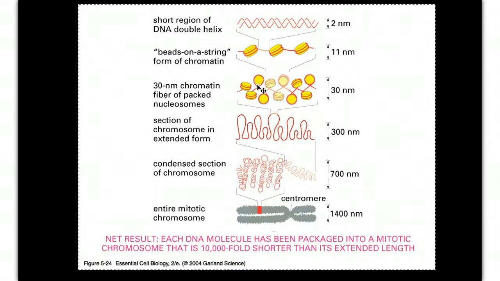And then if we were to zoom in on just these three, let's say, and pull them straight, we would just have this beads on a string. But it's got DNA wrapped around it. We're talking about 11 nanometers here. And then if we zoomed in on just a section between these histone proteins, we would find our double helix that we talked about.